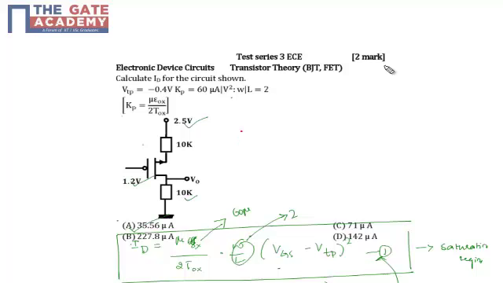So from this question we have learned how to find out the ID value for the given circuit. Thank you.